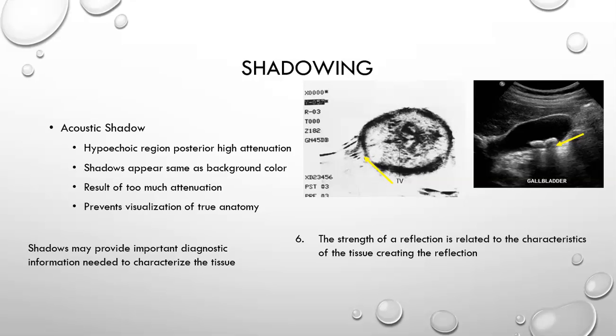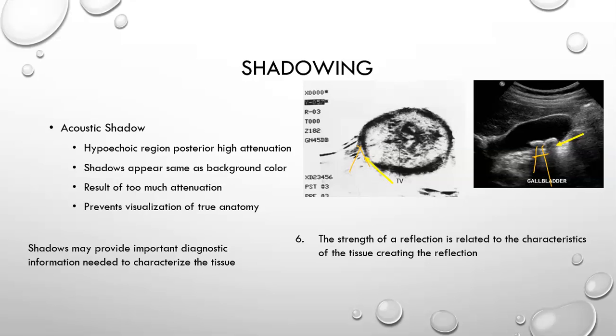Shadows always appear the same as the background color. So if you use a white background color, you get a white shadow. If you use a black background color, you get a black shadow. This is the result of too much attenuation. There's simply no more signal available, and so we see shadowing. And this prevents visualization of the true anatomy.